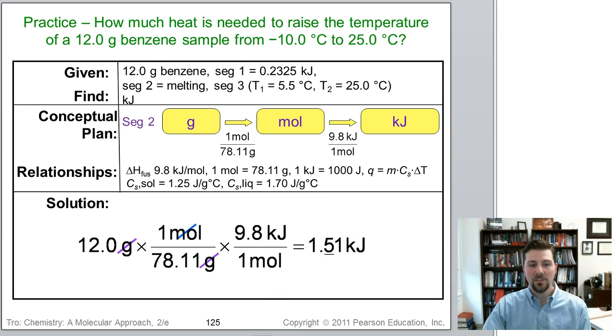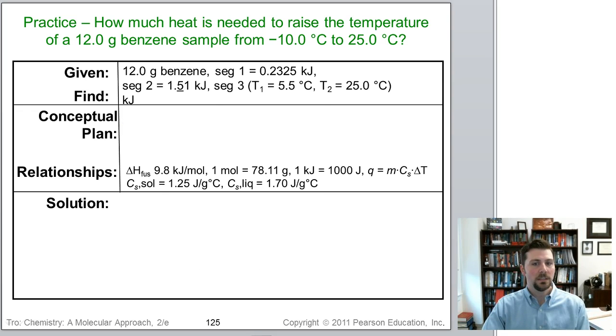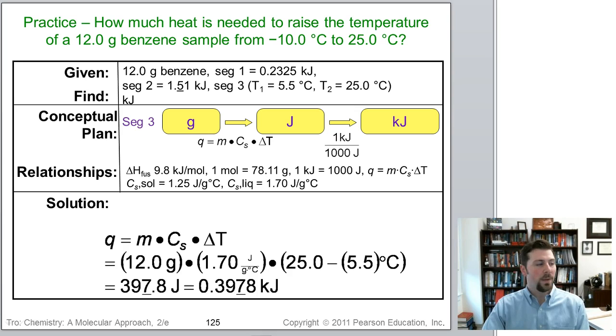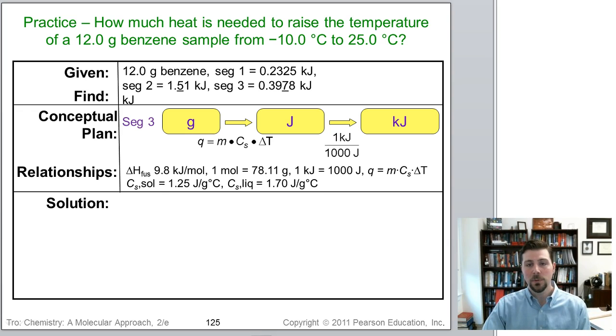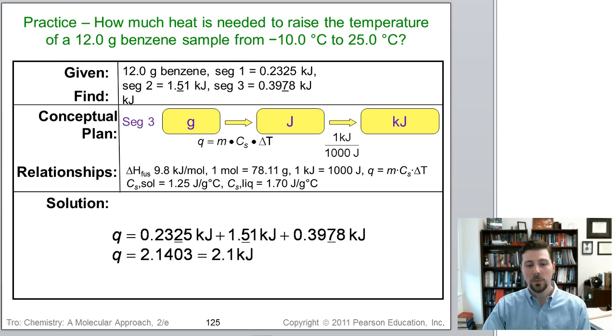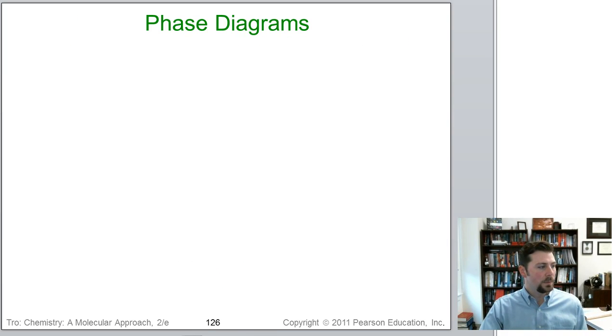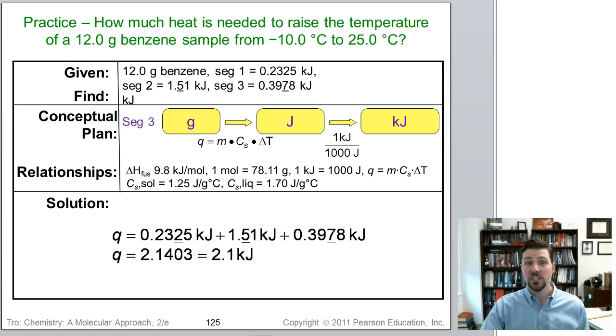Now once it's melted, I'm going to have a third segment to change its temperature from melting up to 25 degrees. So I go back to Q equals mc delta T, except this time I plug in my specific heat for the liquid sample and my final temperature and my initial temperature, and I get 0.3978. And all I have to do now is add all those together because the problem asked me how much heat is required to raise the temperature from minus 10 to 25. And the answer here will be the sum of these three, which is 2.1 kilojoules. So I have to put in 2.1 kilojoules in order for me to actually change the temperature like that.